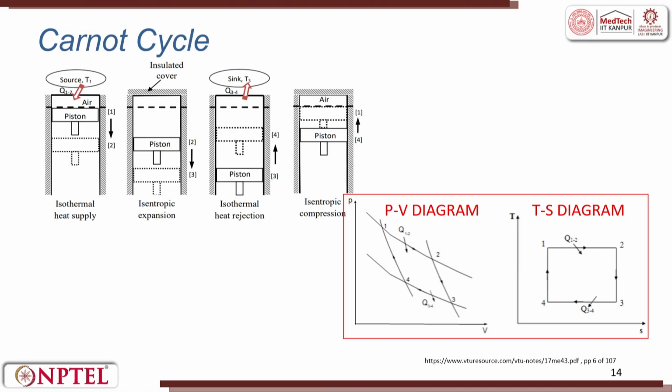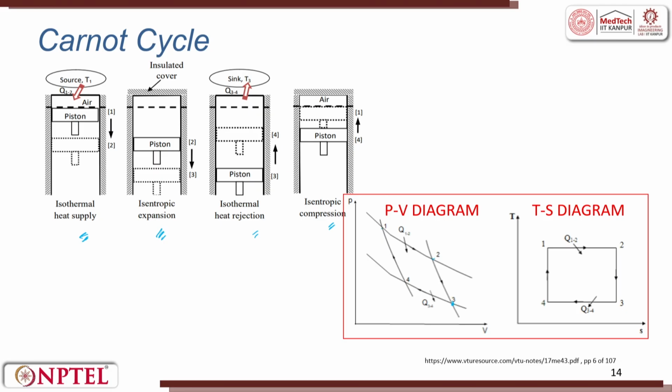The Carnot cycle is divided into 4 processes: isothermal heat supply, isentropic expansion, isothermal heat rejection, and isentropic compression. When there is a heat source and the cylinder is at its topmost position, heat is applied, and immediately the piston will start expanding. So, there is an increase in the volume. The piston keeps moving down, and from 2 to 3 there is an isentropic expansion.